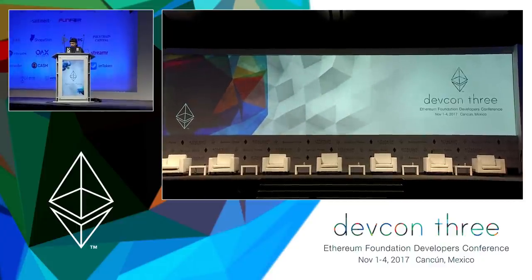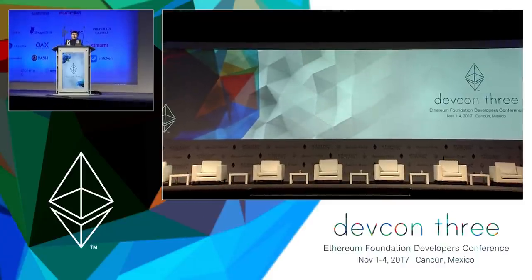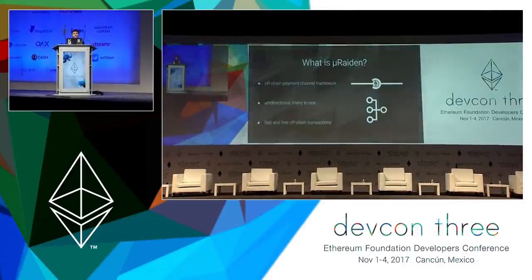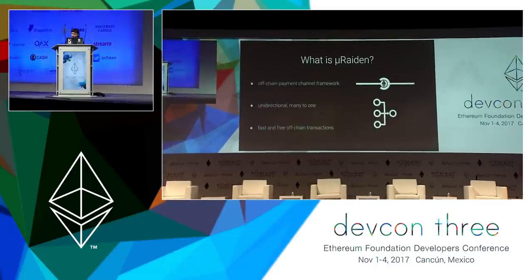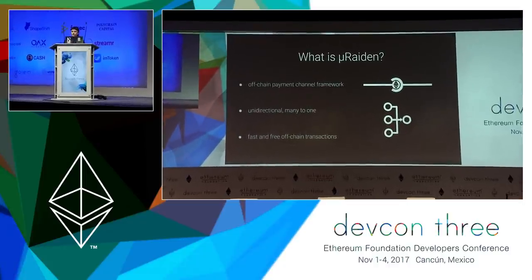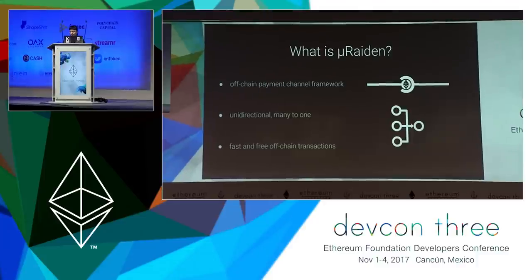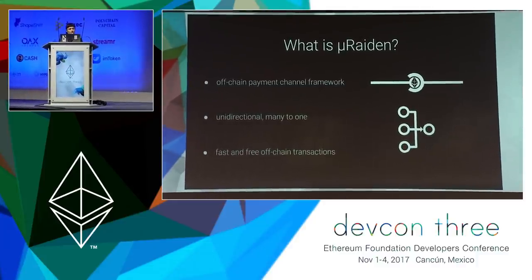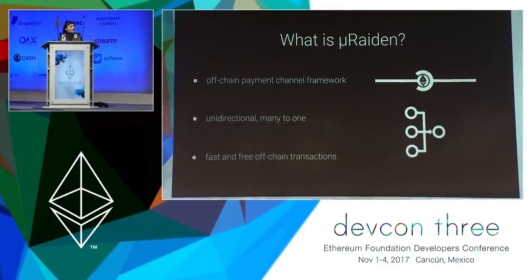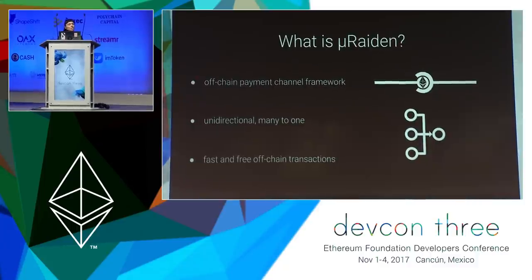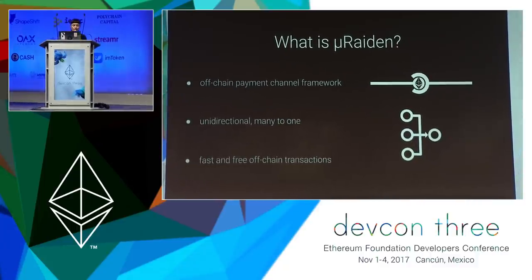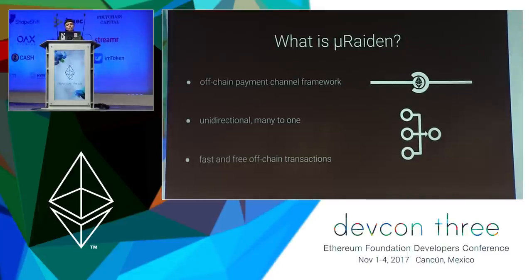So what is micro Raiden? Micro Raiden is a robust off-chain payment channel framework, and it's easy to use off the shelf. It is good for 80% of the use cases that someone can think of when they are thinking of using Raiden for their own service or business.